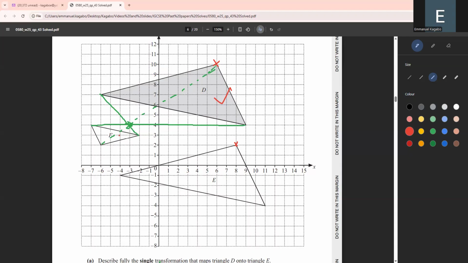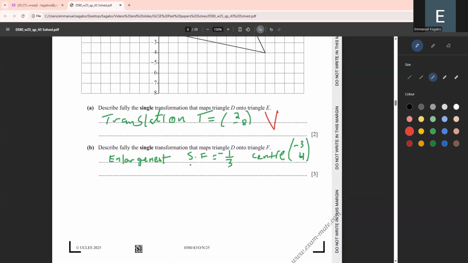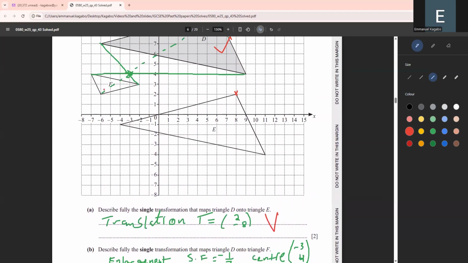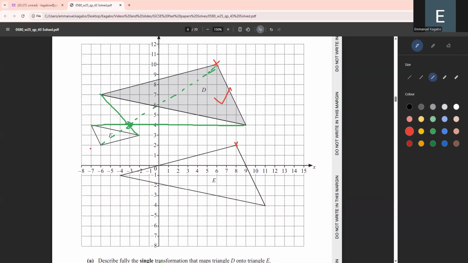So that means the image is going to reduce. And when the scale factor is greater than -1 and less than 1, you're going to have the image which is smaller than the object. I hope you have understood that. Now, let me start by finding the scale factor. So we agree it's enlargement, guys, okay? Because they don't have the same size. So it's enlargement. With which scale factor?